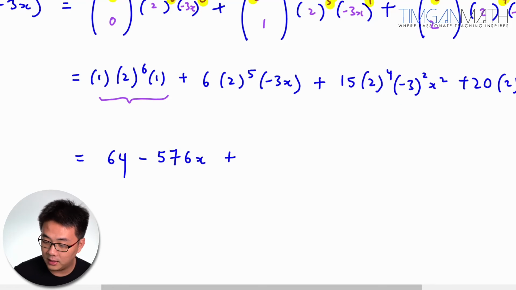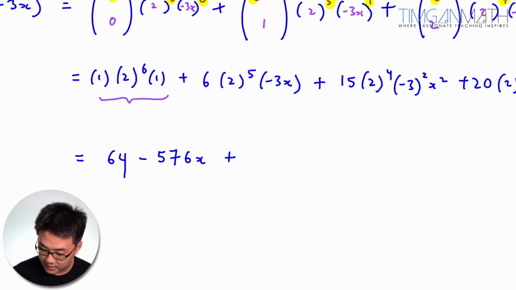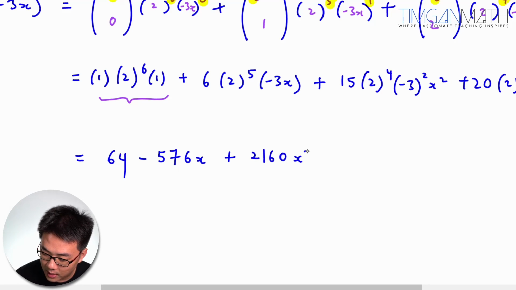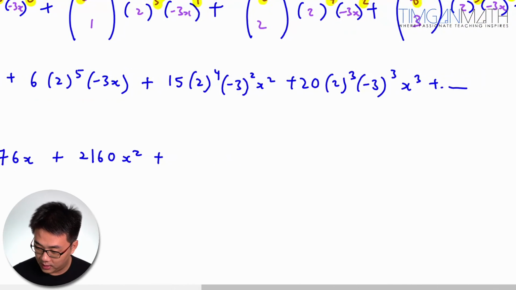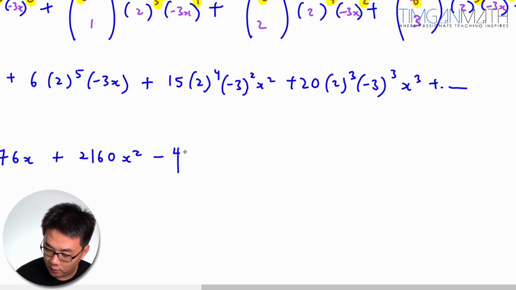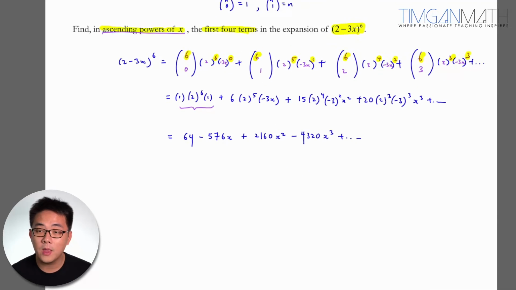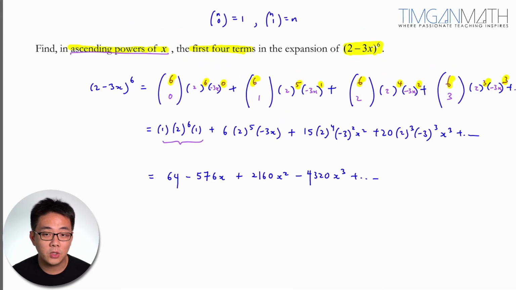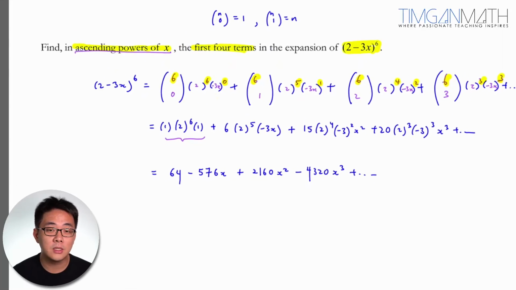Then just remember to square your negative. So this is 15 times 2 to the power of 4 times 9, because negative 3 squared is positive 9. This is 2160x squared. And then you have 20 times 2 cubed times negative 3 to the power of 3, which is negative 27. So this will be negative 4320x cubed. This is how you expand your binomial expression proficiently. Just know that there's a pattern to it. Keep practicing it, and I'll see you in the next question.